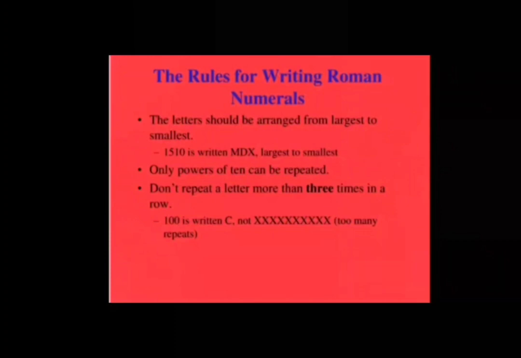The third rule says don't repeat a letter more than 3 times in a row. As you see, I cannot write 4 as I and I, whereas I write 4 as I and V. I can repeat a letter only 3 times. An example is given: 100 is written as C, not as 10 times X.